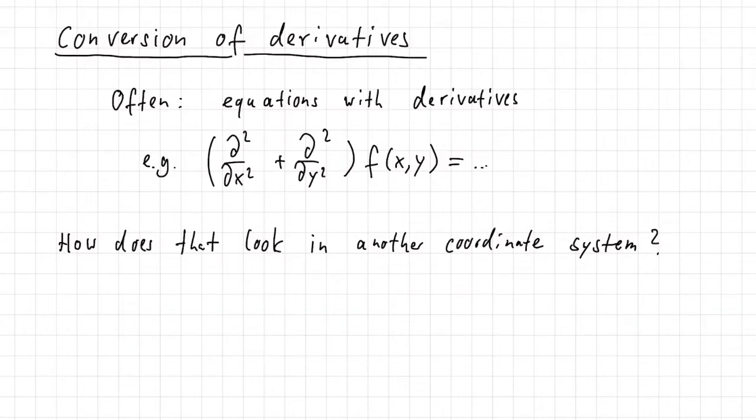What we need to do for that is convert the derivatives from the Cartesian coordinate system into the polar coordinate system. And there are different ways of doing that. What I want to show you here is the most direct method, and that is a direct calculation.